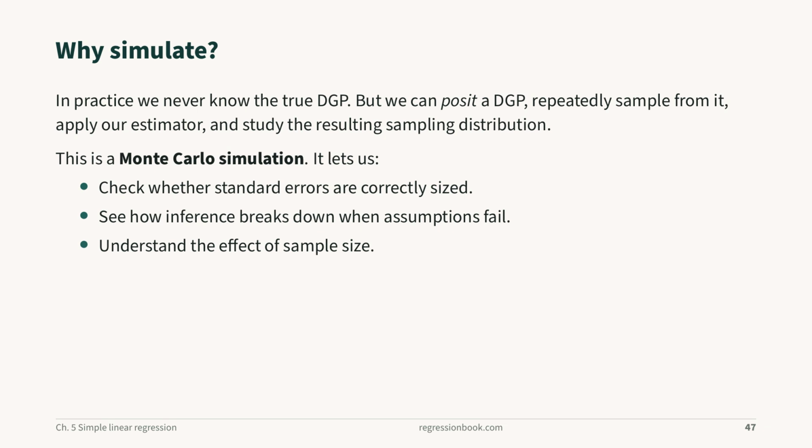Why simulate? Because in practice we never know the true data-generating process, but we can posit one, sample from it repeatedly, apply our estimator, and study the sampling distribution that results. That is Monte Carlo simulation, and it earns its keep three ways: checking whether standard errors are correctly sized, watching inference break when assumptions fail, and seeing sample size do its work.